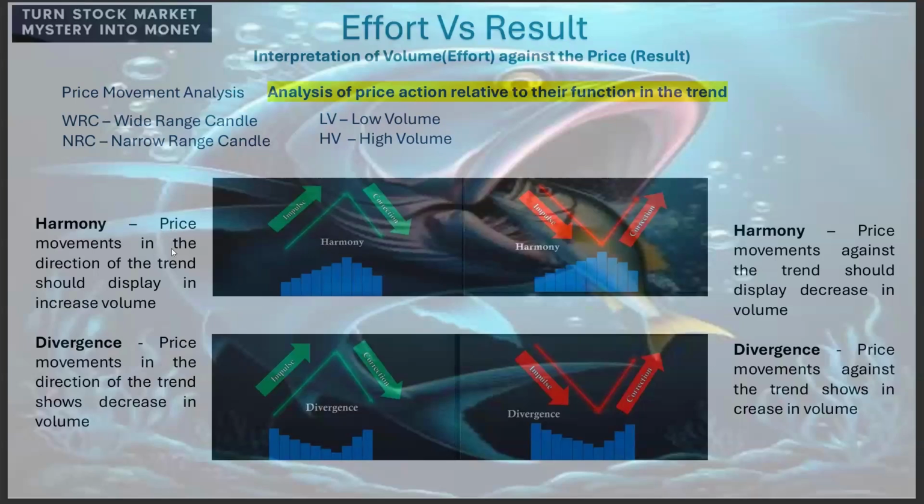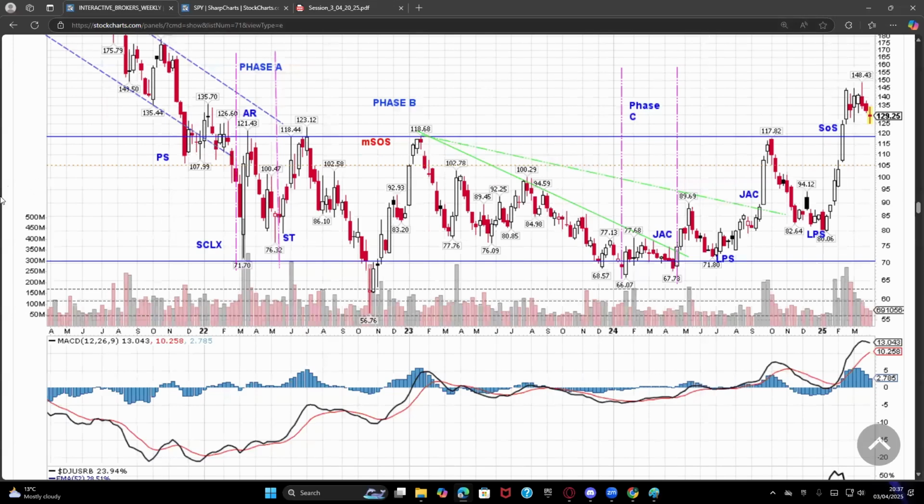So price movement in the direction of the trend should display increased volume, while price movement against the direction of the trend shows a decrease in volume. We will look at the chart. Let's take a very simple example and apply these three now.